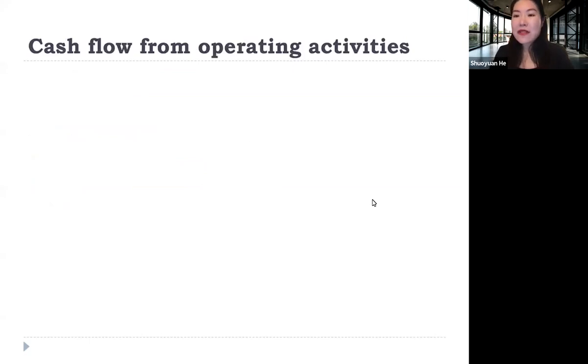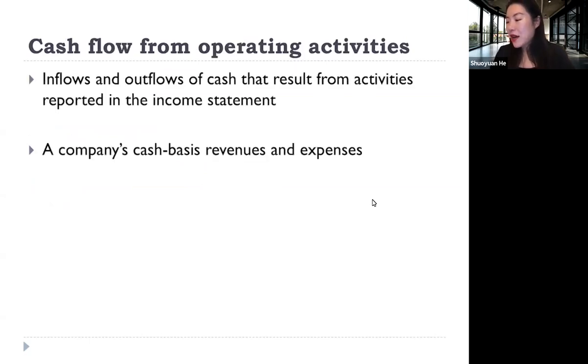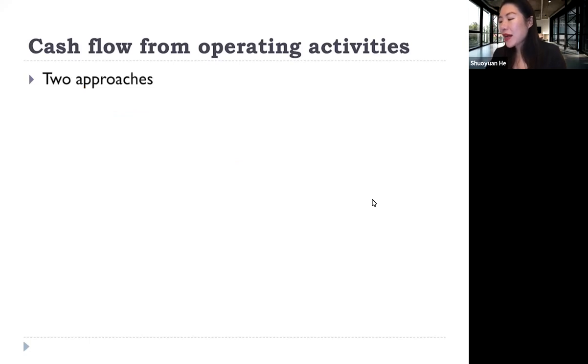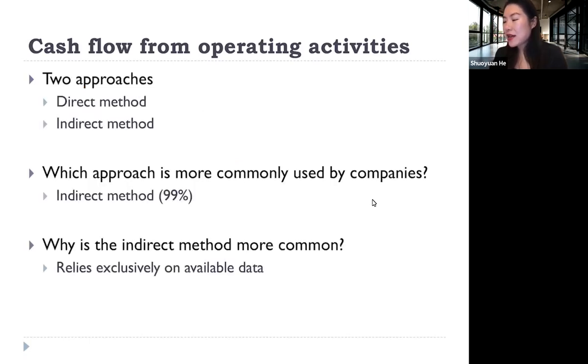So let's first look at cash flow from operating activities. This section is basically a company's cash-based revenue and expense, or another version of the firm's income statement, just on a cash basis. That is, inflows and outflows of cash that result from activities reported in the income statement. In other words, it's a cash version of a firm's income statement.